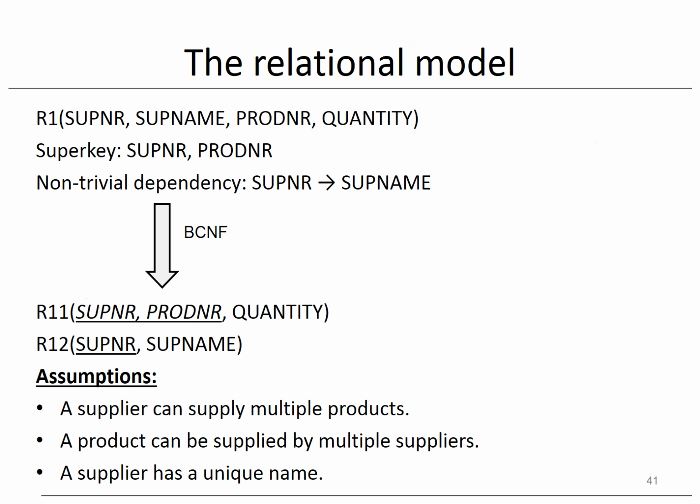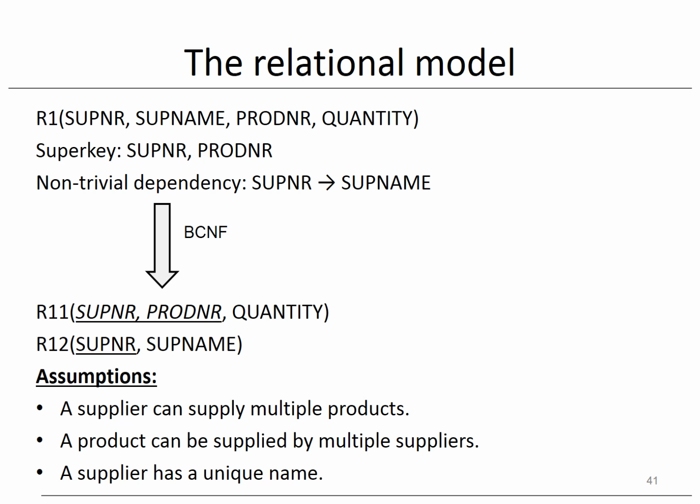Let's give an example. Suppose we have a relation R1 with attribute types subnumber, subname, product number, and quantity. It models information about which supplier can supply what products in what quantities. The assumptions are as follows. A supplier can supply multiple products, a product can be supplied by multiple suppliers, and a supplier has a unique name. Hence, subnumber and product number are a superkey of the relation.